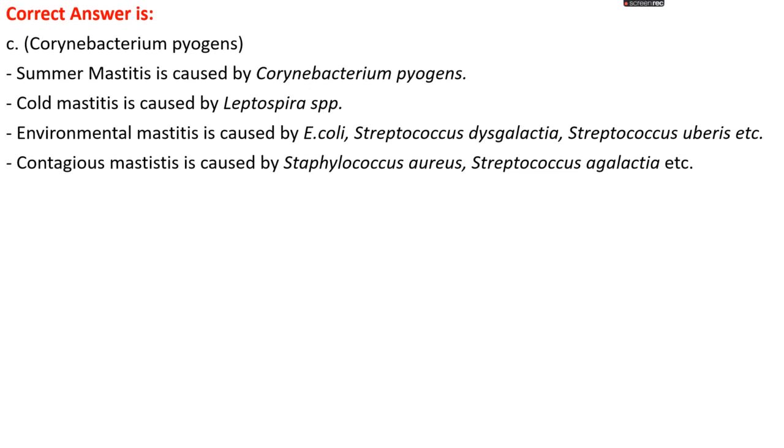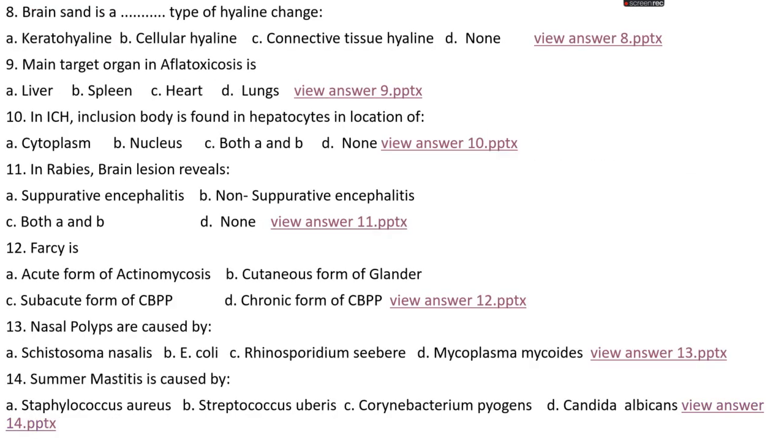Summer mastitis is actually caused by Corynebacterium pyogenes, while cold mastitis or winter mastitis is caused by Leptospira species. Environmental mastitis is caused by E. coli, Streptococcus dysgalactiae, Streptococcus uberis, etc., and contagious mastitis is caused by Staphylococcus aureus, Streptococcus agalactiae, etc.